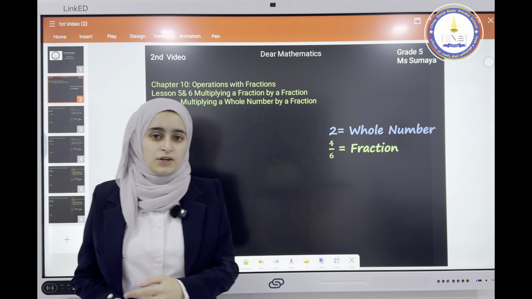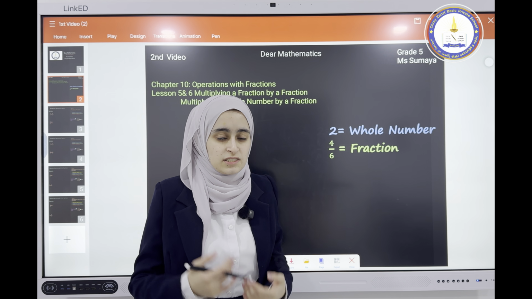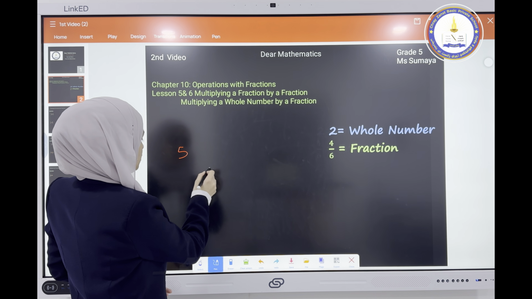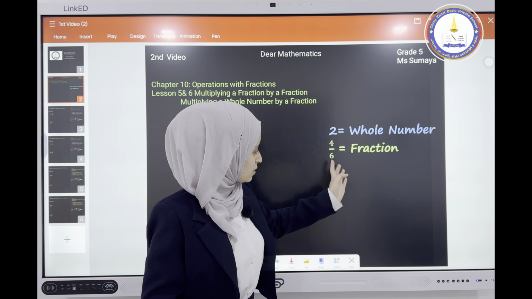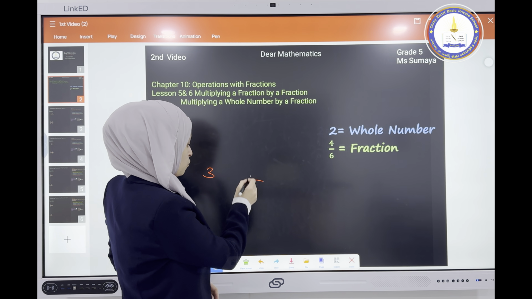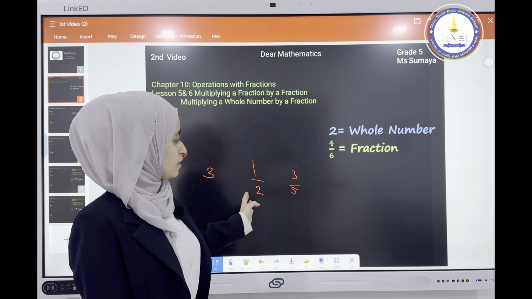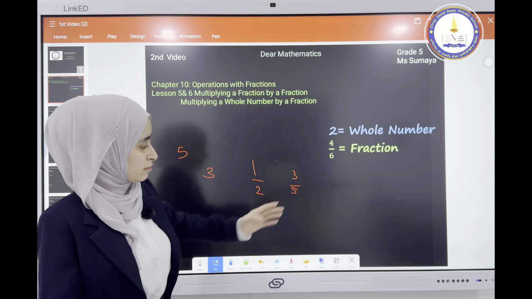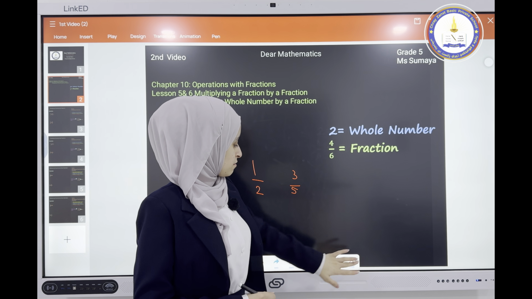2 or 3 or 5, when we don't have anything else, it's a whole number. It's a natural number. Like we have 5 or 3. These are all whole numbers. How about the second type? We have 4 over 6, which is a fraction, or 1 over 2, 3 over 5. These are fractions. In today's lesson, we will learn how we can multiply a whole number by a fraction and also a fraction by fraction.